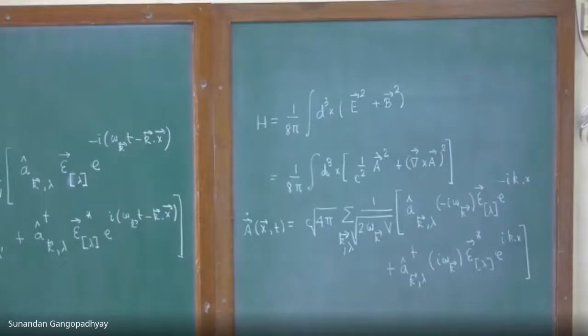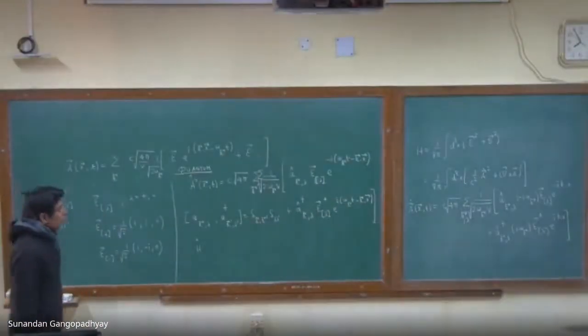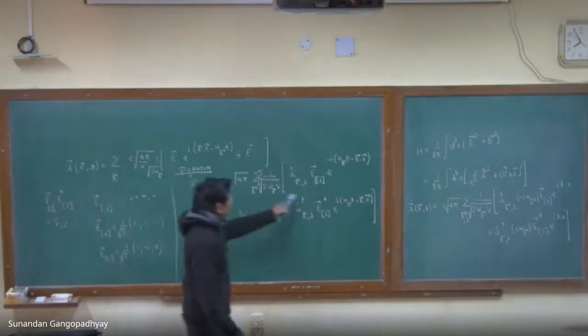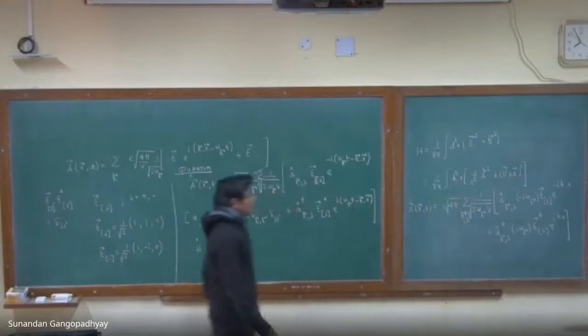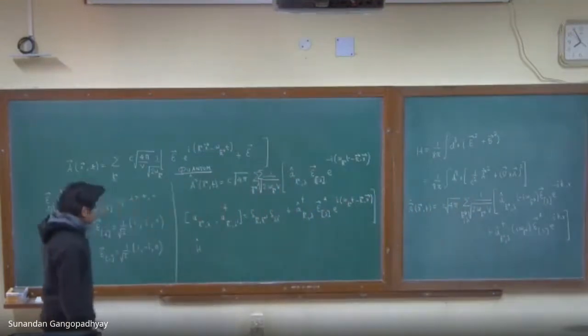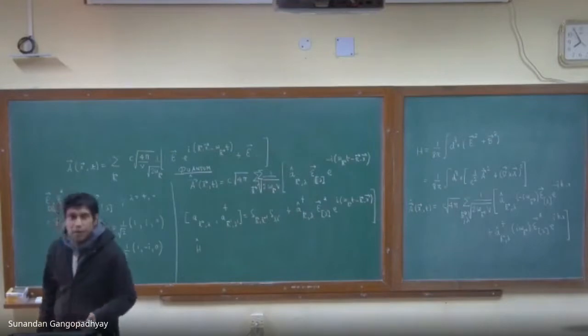You can see the full board now. Just have a look at the full board. So this is the mode expansion for A, and this is the mode expansion for A dot.